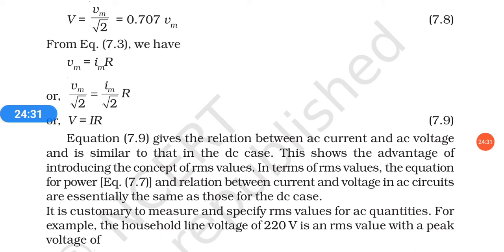This shows the advantage of introducing the concept of RMS value. In terms of RMS values, equation 7.7 and the relation between current and voltage in an AC circuit are essentially the same as those for the DC case.